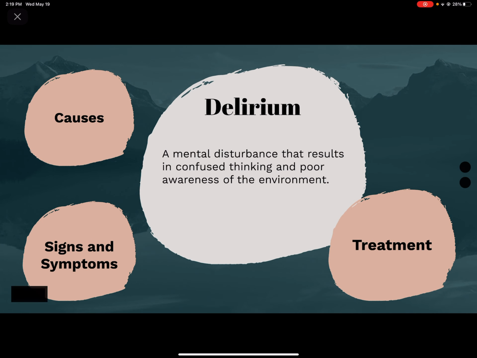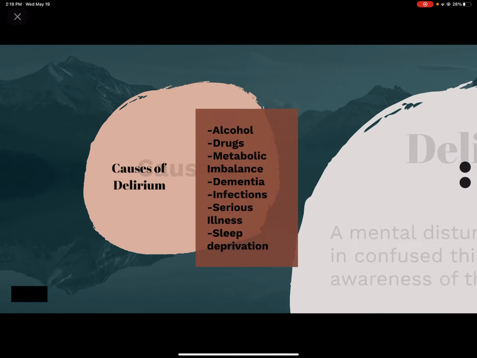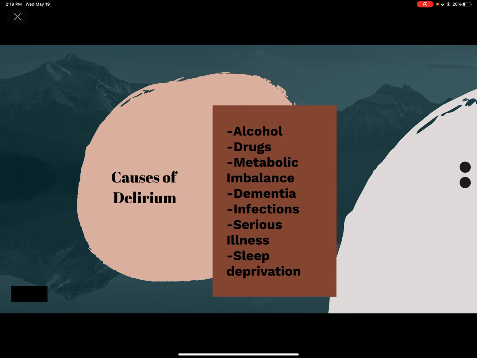So delirium falls under neurocognitive disorders, and this is defined as a mental disturbance that results in confused thinking and poor awareness of the environment. This condition is usually temporary and treatable, but it does occur within a few hours and sometimes days at a time. So some of the causes of this can be alcohol or drug induced, whether this be from withdrawal or the consumption of these. It can be metabolic imbalances such as low sodium, infections like the flu or UTI, and even sleep deprivation has the potential to cause delirium.